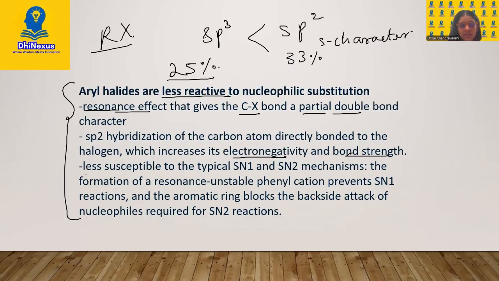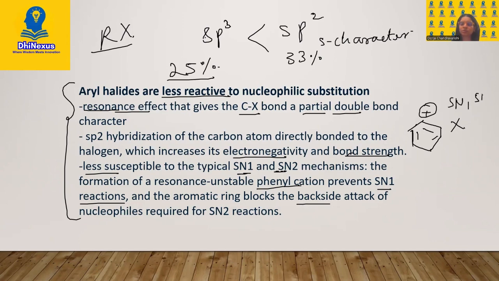Third is the lower susceptibility of aryl halides towards the SN1 and SN2 mechanisms. The reason is that the phenyl cation is unstable and cannot exist on its own, so it prevents SN1 reactions. The aromatic ring also blocks the backside attack of the nucleophile, which is required for SN2. So that is not feasible, neither SN1 nor SN2.